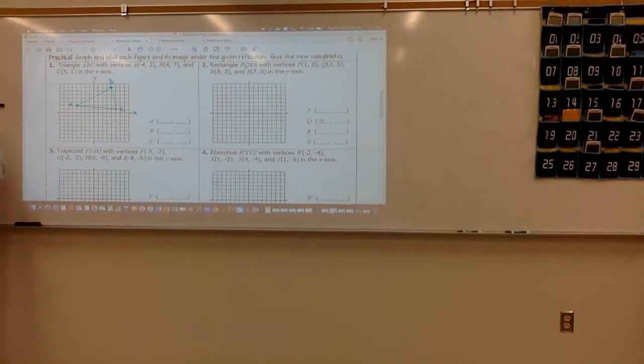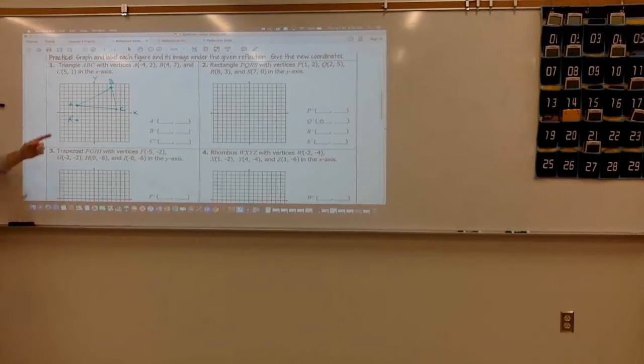To do that, I'm going to take each point individually. Let's start with A, and I'm just going to count the distance to the x-axis, my line of reflection. I'm going to count 1, 2. Then I'm going to go that same distance on the other side of the x-axis, 1, 2. That's where my reflection of A will be. To label our new point, I'm going to put a little apostrophe on it. It's called a prime. We're going to call it A prime.